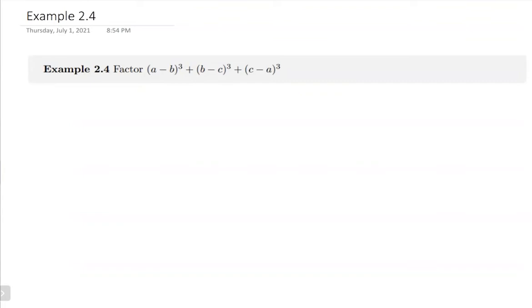All right, let's get started. So this is a common technique when we factor these types of polynomials.